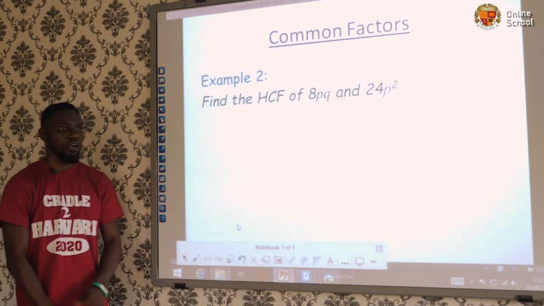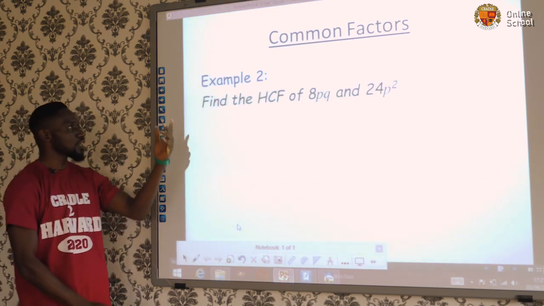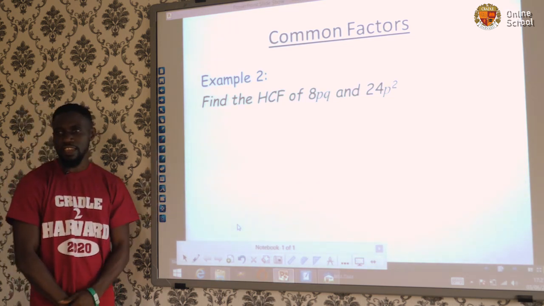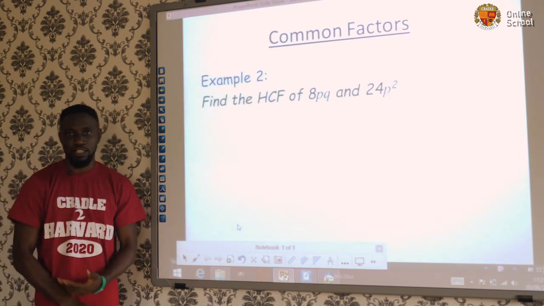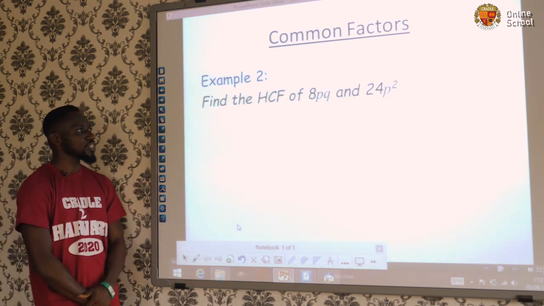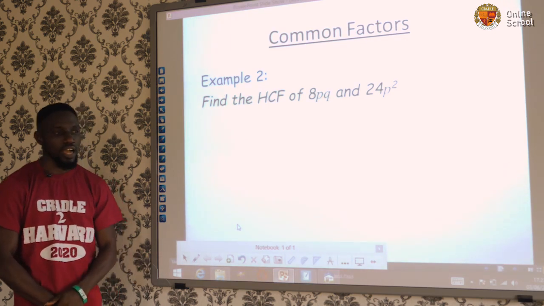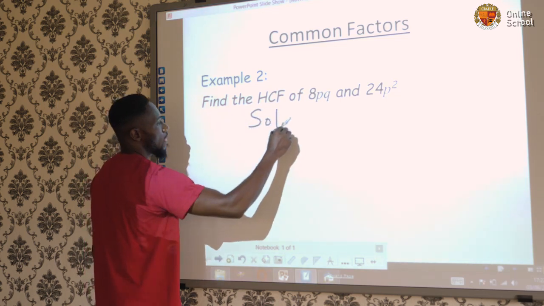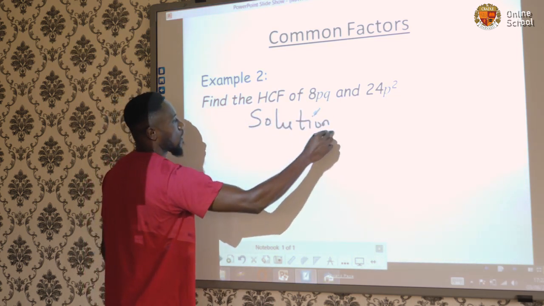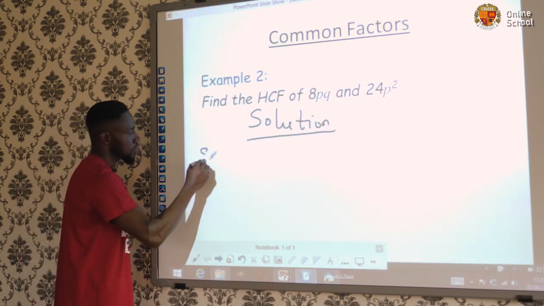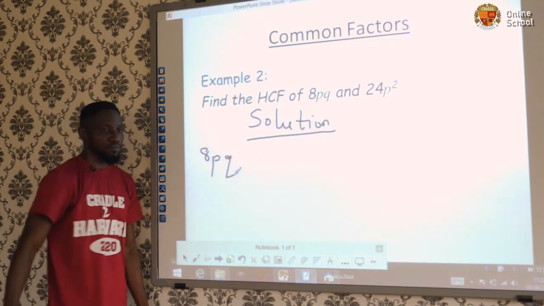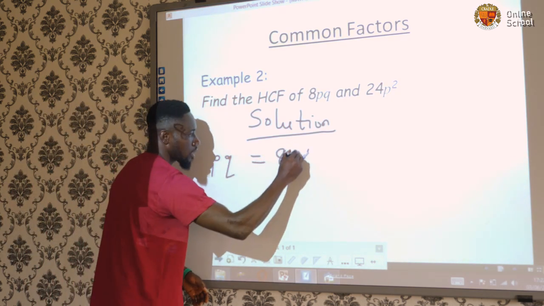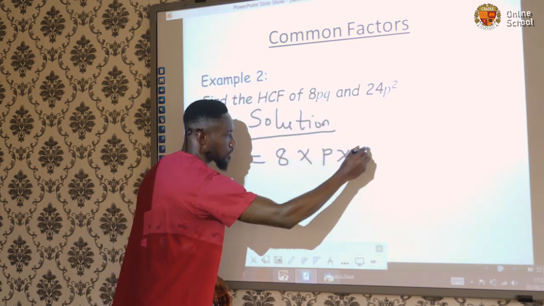Let's look at the next objective we want to achieve, which is common factors. We are looking at finding the HCF, the highest common factor, of algebraic expressions. Look at example 2. It says find the HCF of 8pq and 24p squared. We can solve this way. 8pq. What are the factors of 8pq? It's simply 8 times p times q.